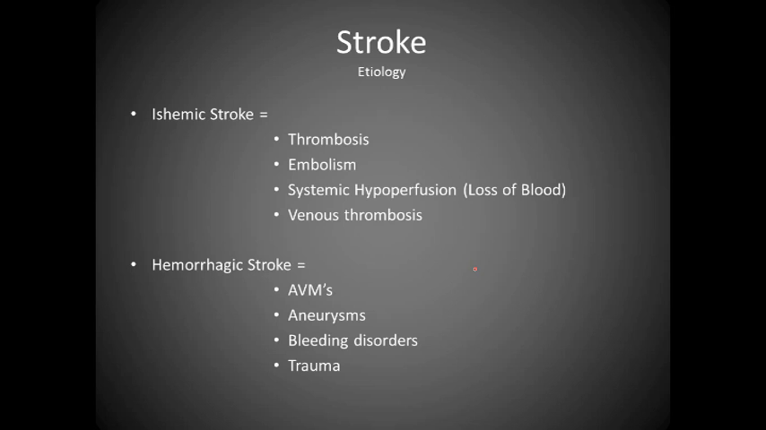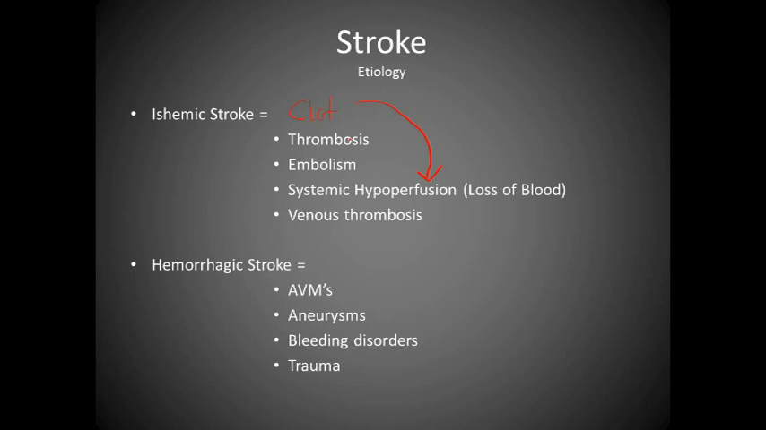An ischemic stroke results from a thrombus or a thrombosis, embolism, or can result from systemic hypoperfusion, which means loss of blood, and venous thrombosis. And so basically, ischemic stroke results from a clot. However, it can result from volumetric loss of the blood to the point where there's not enough blood to actually pump to the brain. And so that can mirror the same effect.